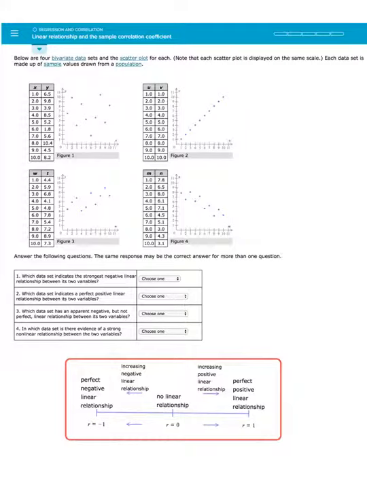So what are our questions in this case? Part 1. Which data set indicates the strongest negative linear relationship between its two variables?